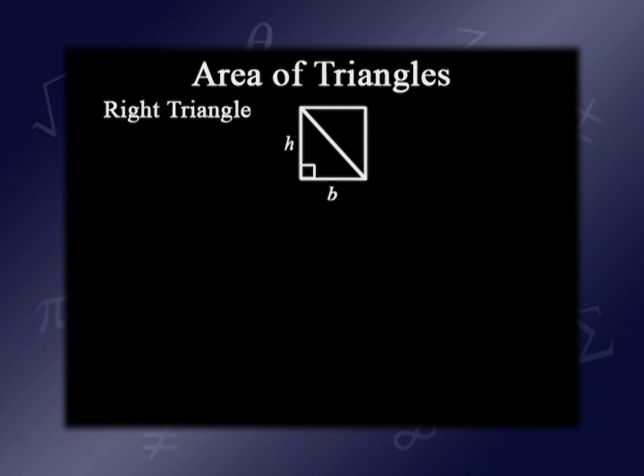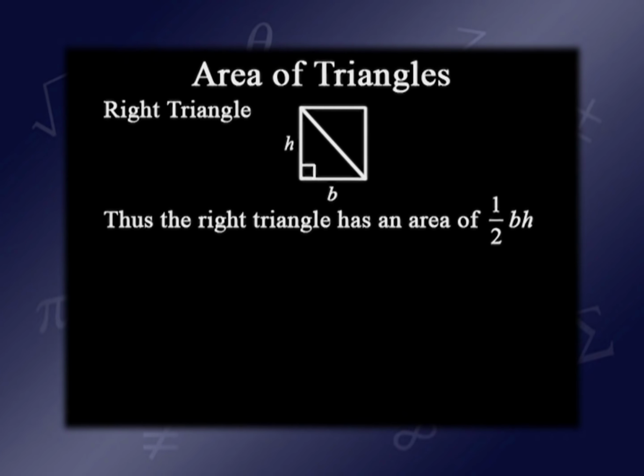What is the area of that rectangle? Well, we just said the area of that rectangle would be b times h. And since the first triangle and the second triangle had the same area, that says that the area of the first triangle must be 1/2 of b times h. So what we've just shown is that the area of any right triangle will be 1/2 base times height.